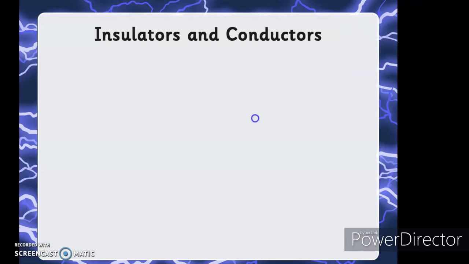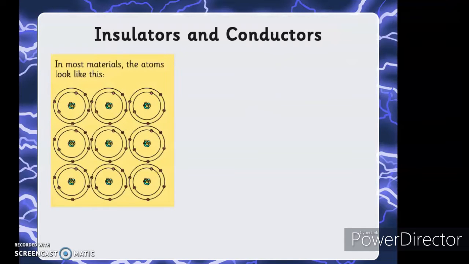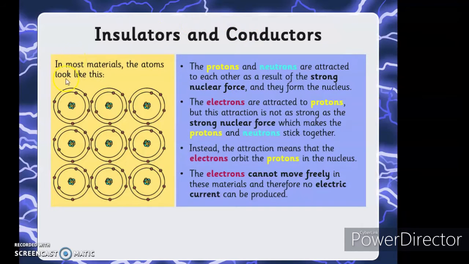So, insulators and conductors. In most materials, the atoms look like this. The protons and neutrons, that's the bits in the middle, are attracted to each other as the result of the strong nuclear force, and they form the nucleus of an atom. Now the electrons are attracted to the protons, but this attraction is not as strong as the strong nuclear force which makes the protons and neutrons stick together.